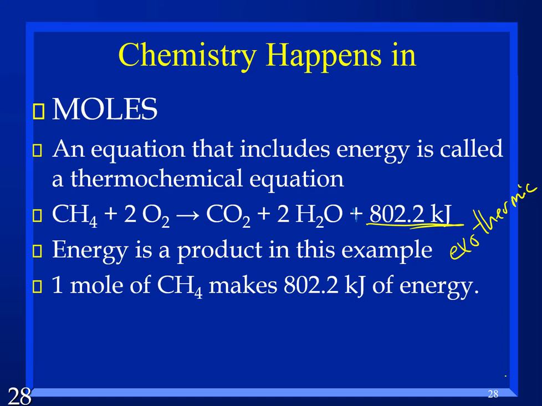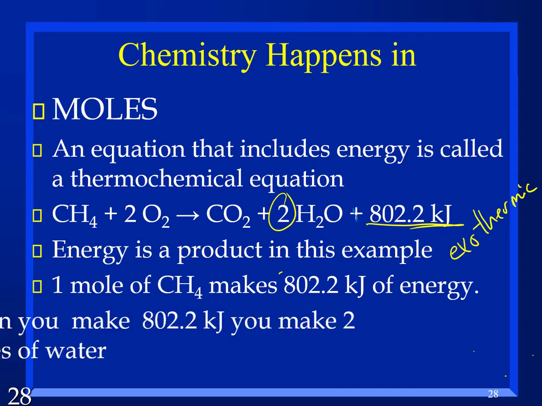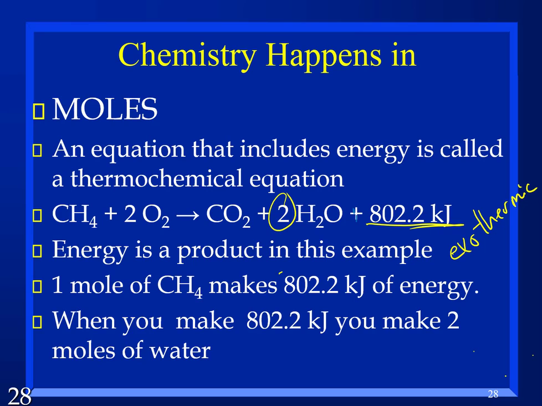Because the coefficient here is 1 and the number is 802.2. The coefficient in front of water is 2. So according to this equation, if I'm going to use it to make water, if I make 2 moles of water, I'll make 802.2 kilojoules of heat. It's 2 moles of water.